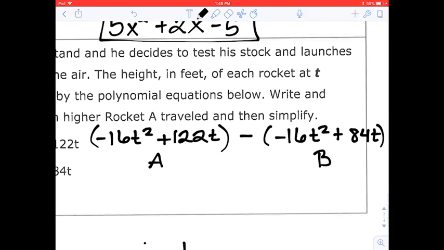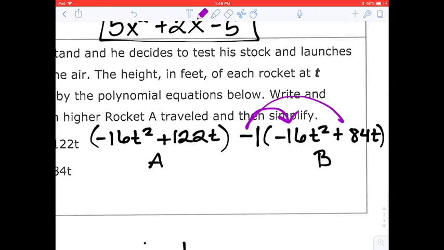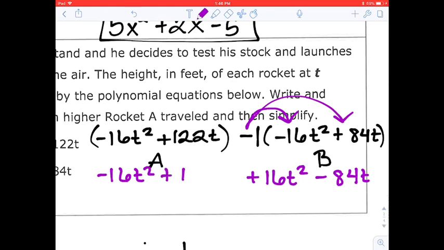When I am subtracting and I have these parentheses, that tells me I need to put in my Ninja 1 and do some handy-dandy distribution. So negative 1 times negative 16t squared is positive 16t squared. Negative 1 times 84t is negative 84t. A does not have anything in front of its expression, so we're just going to keep negative 16t squared plus 122t the same.